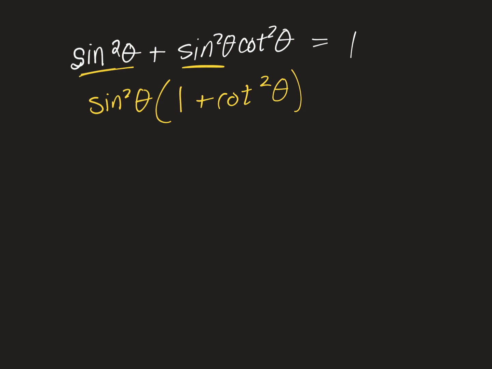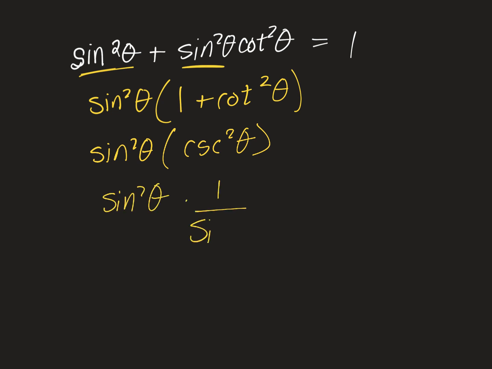Okay, so from here, you get sine squared times cosecant squared. I'm going to make that cosecant into 1 over sine squared, which makes those cancel and you get 1. Can you just say sine squared is the reciprocal of cosecant squared? Okay, good. Yeah, that's what I did. Yeah, that's fine.